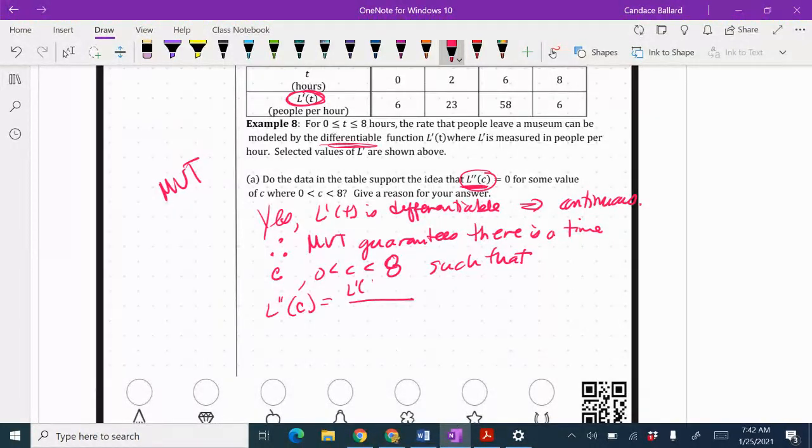L prime of 8 minus L prime of 0 over 8 minus 0 equals, so now I'm looking at these values right here. It's 6 minus 6, those are my y values, over 8, which is going to be 0 over 8, which is going to be 0.